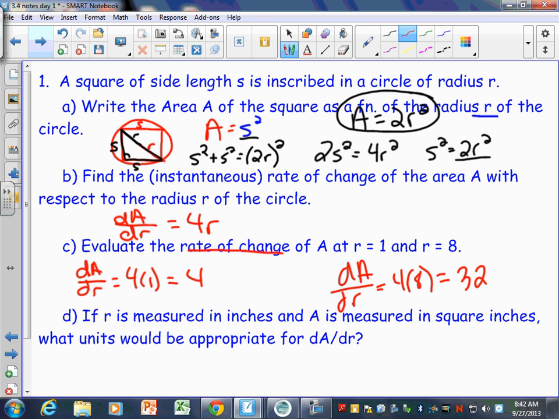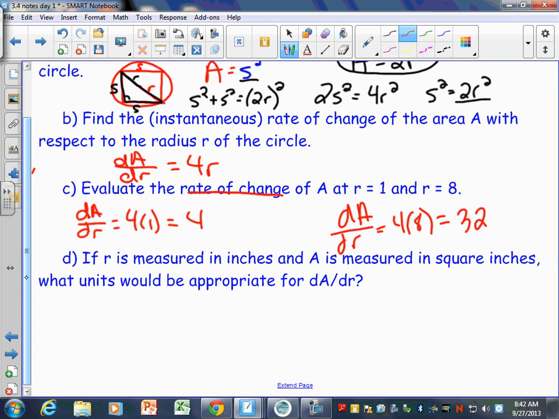Now look at part D. It says if r is measured in inches and A is measured in square inches, what units would be appropriate for dA over dr? And AP tests tend to ask you to give an answer and put units on it. So it's important to think about for the derivative. And it's really not that bad to do if you just look at the derivative. That's why I wrote it like this instead of A prime.